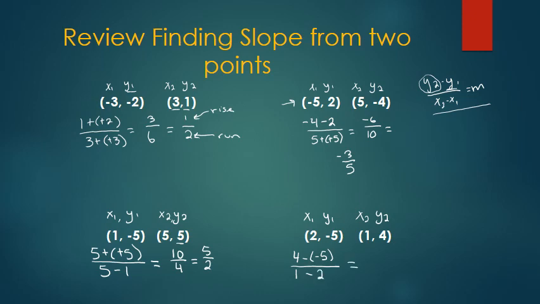All right, once again, I have negatives that are right next to each other, so those turn positive. So 4 plus 5 is 9, over 1 minus 2, which is negative 1. So you can write the slope either as 9 over negative 1, or you can write it as negative 9 over 1. Both of those will result in the same line. And again, the rise is negative 9, and the run is 1.